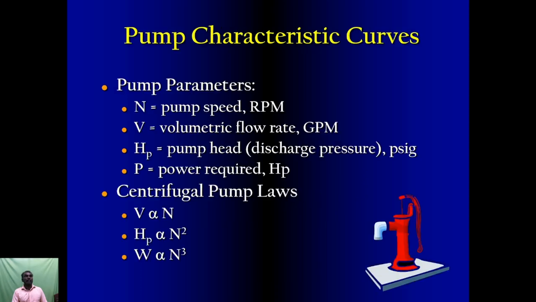Then pump parameters and centrifugal pump. Pump parameters are speed N in revolutions per minute, volumetric flow rate V in GPM, pump head H, and power P in HP. A centrifugal pump's laws are: volumetric flow rate is directly proportional to pump speed. Then pump head is directly proportional to the square of the pump speed. Then work output is directly proportional to the cube of the pump speed.